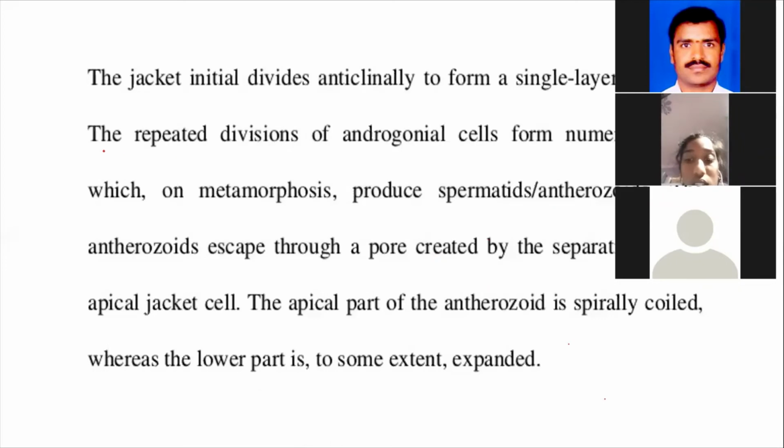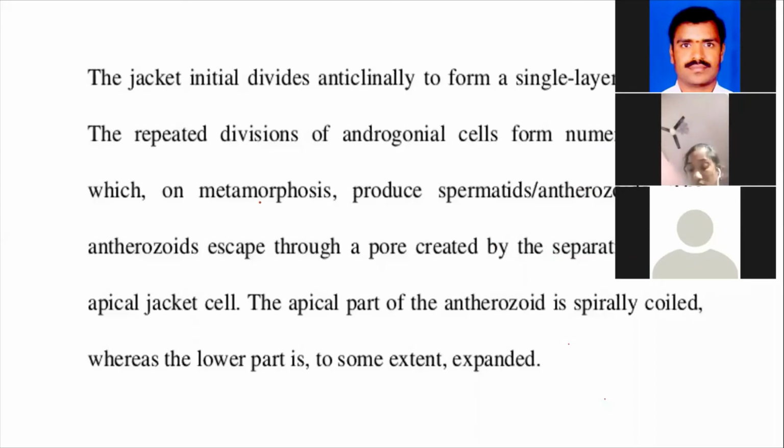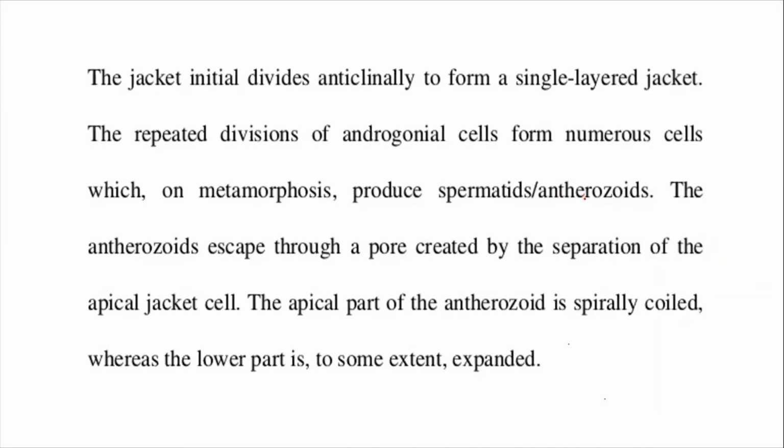Okay, madam. So now the jacket initial, which I just told you about, divides anticlinally, forming several layers of jacket cells. The internal androgonial cells undergo metamorphosis and produce the anthrozoids or spermatozoids, which are the male gametes. Now, how are these anthrozoids?